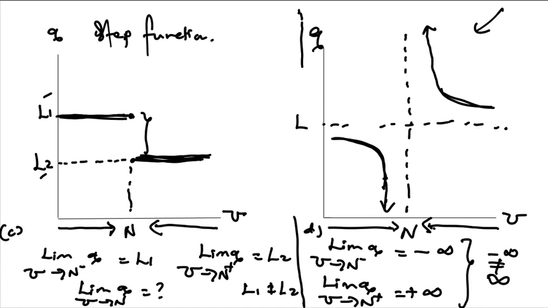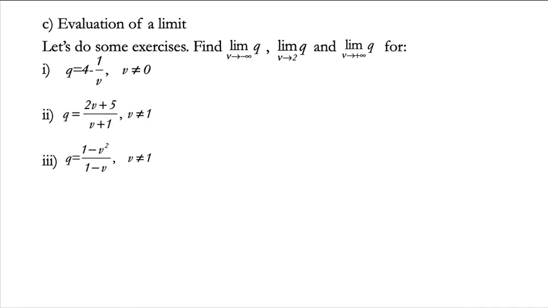So let's look at the evaluation of limits. This is some examples here. I won't discuss all of them. I expect you to do the rest, but I picked, let's say, number 3 here. If you see the exercise, find the limit of Q as V approaches minus infinity. The second one is find the limit of Q as V approaches 2. And the third one is find the limit of Q as V approaches positive infinity. So how do we solve this? I'll show you for this one only, then you can try the rest.